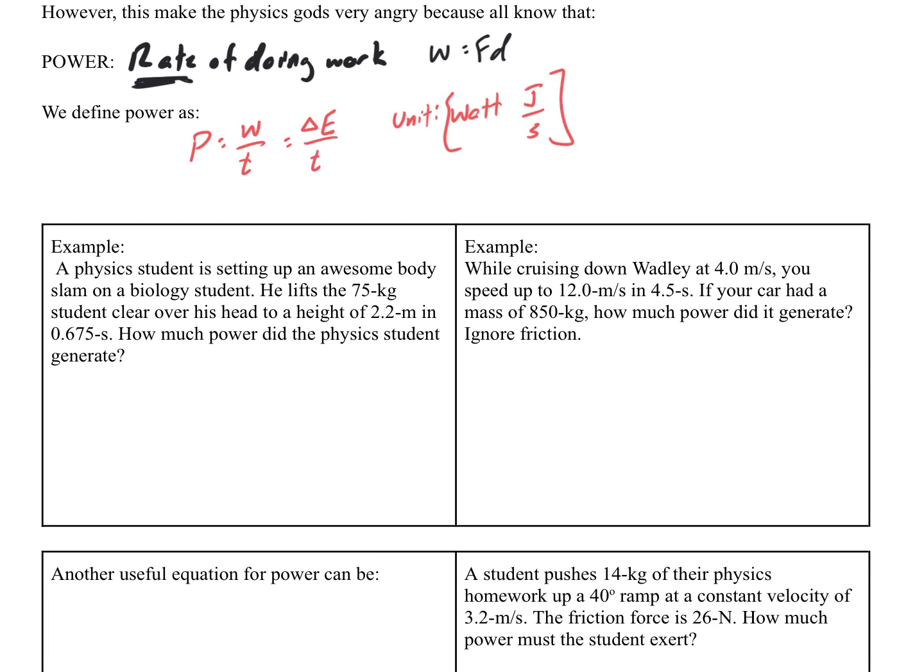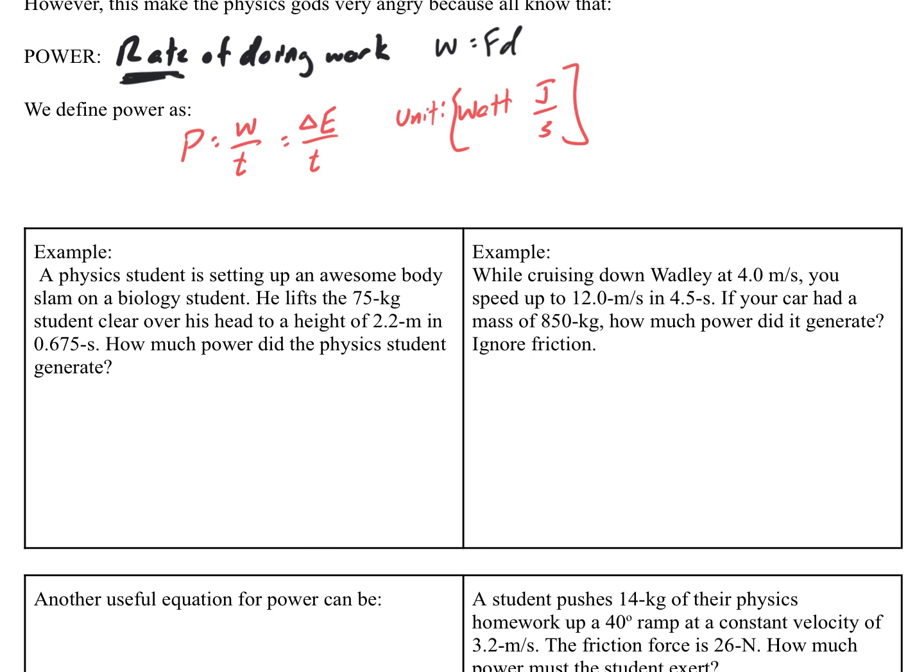So, quick examples, pretty straightforward. A physics student is setting up a body slam on a biology student. So you lift the 75 kilogram student over your head a certain distance in a certain amount of time. How much power did the physics student generate? What you first have to do is, obviously we're looking at power, and it is work per time. So we're going to figure out how much work was done.